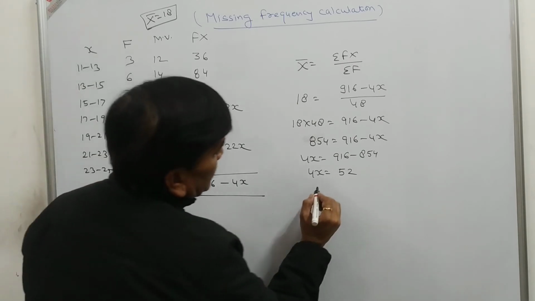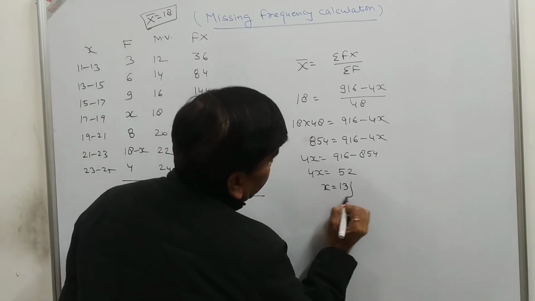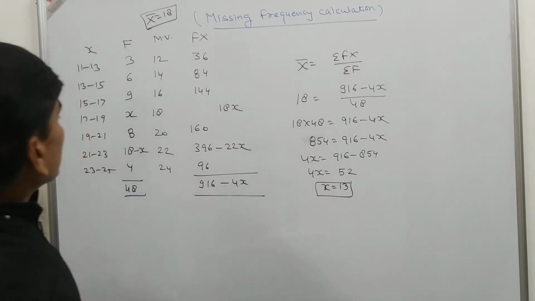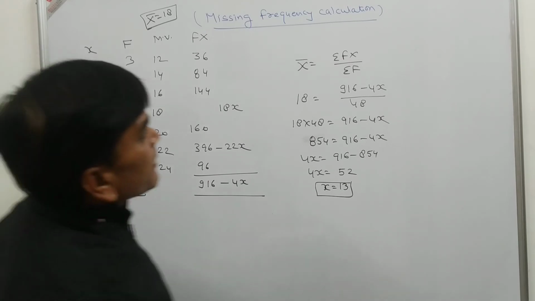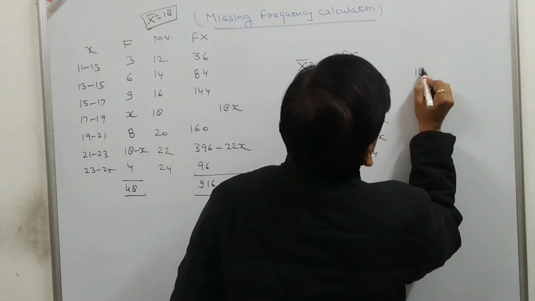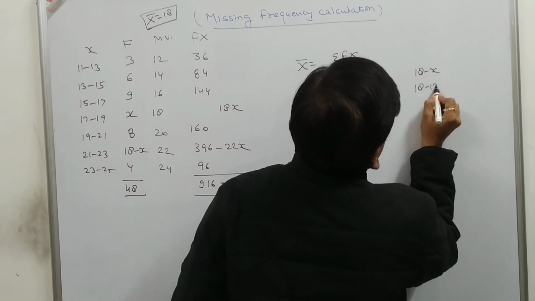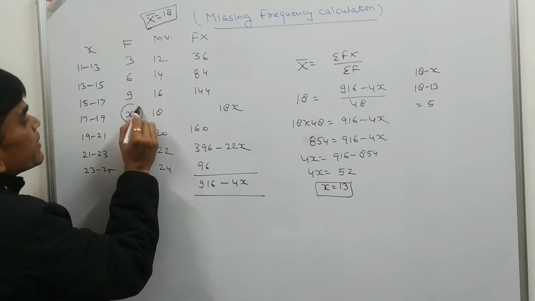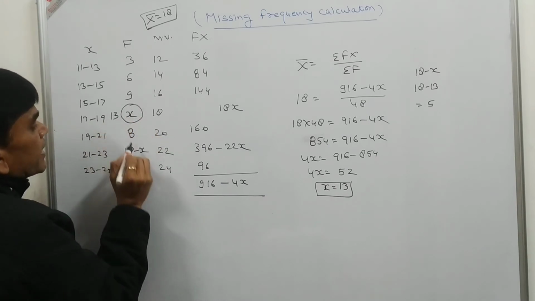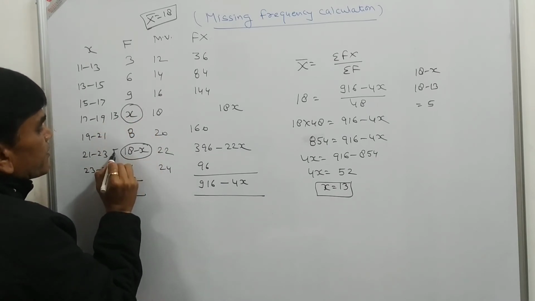So the value of x is equal to 13. Already we know that 13 was over there. So the second one will be 18 minus x, it means 18 minus 13, that is 5. So the two missing frequencies: the first missing frequency was 13 and the second missing frequency was 5.